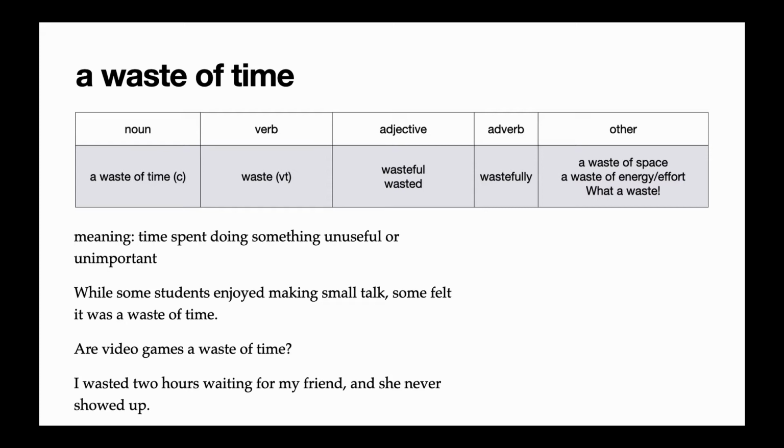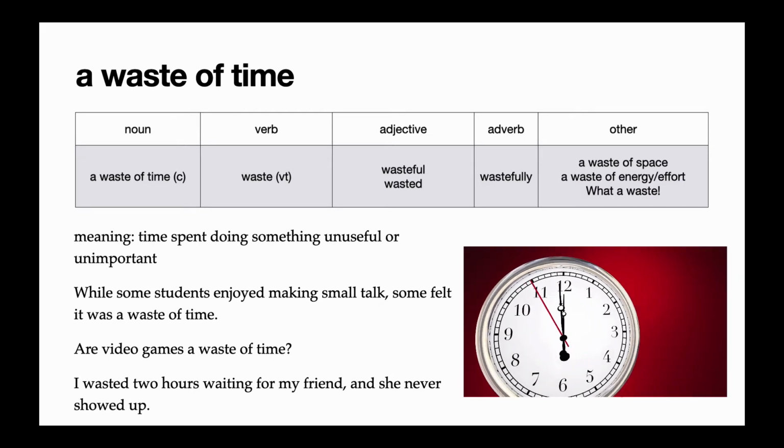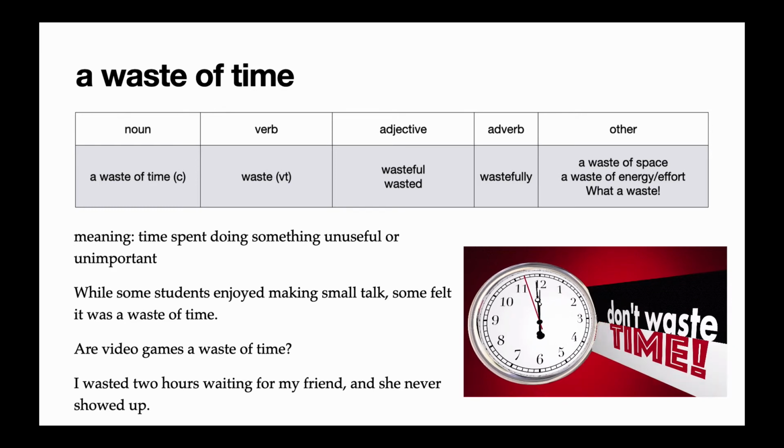Notice that a waste of time is a countable noun. We always say a waste of time. We never just say, this is waste of time. The verb here is waste, which is a transitive verb. It always is followed by an object. We can also get 2 adjective forms, wasteful or wasted. Wasteful is the cause of something being wasted, and wasted is the effect.